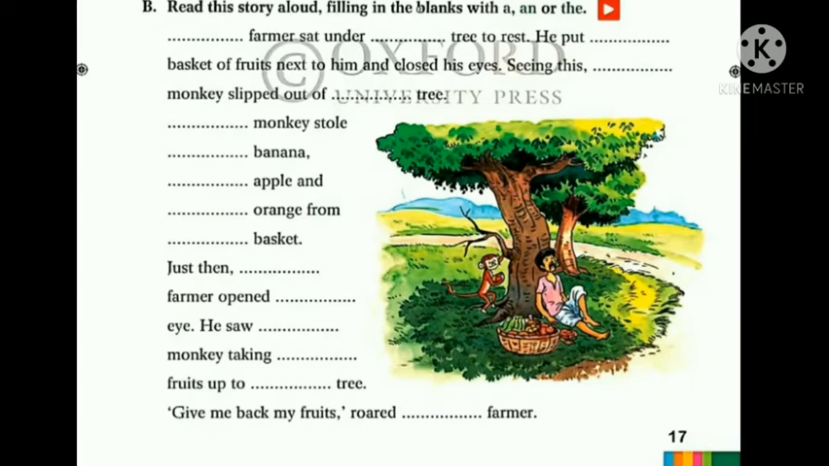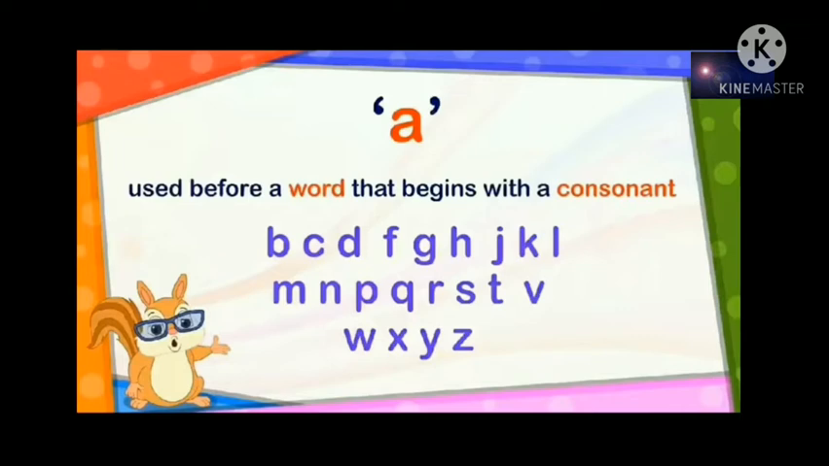Dash farmer sat under dash tree to rest. He put dash basket of fruits next to him and closed his eyes. Children, here you have seen that the words like farmer, tree and basket start with consonants. Just remember, I have told you that a is used before a word that begins with a consonant.